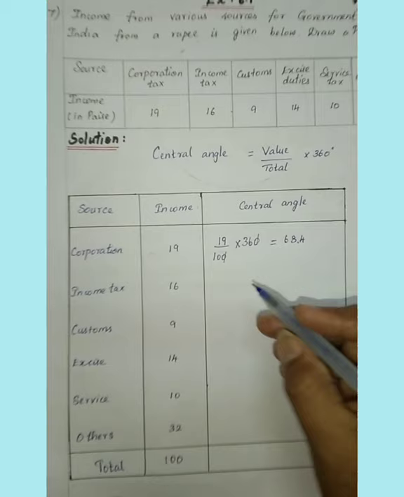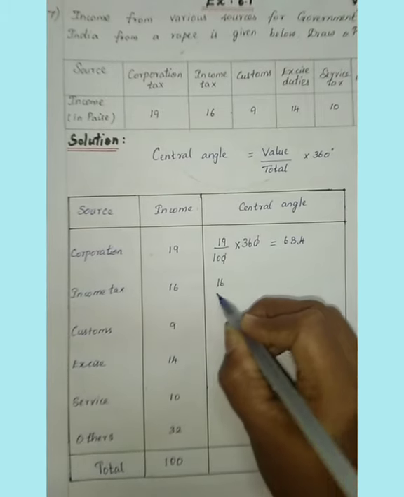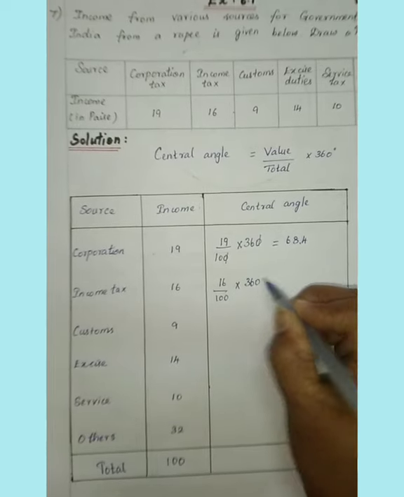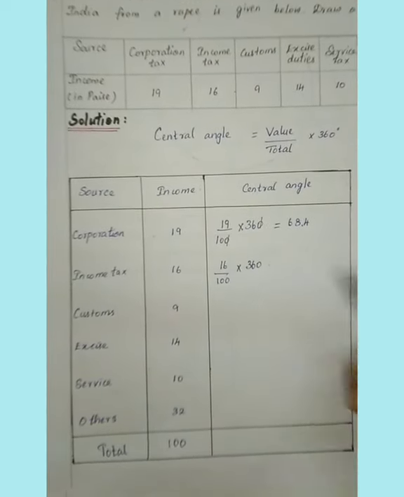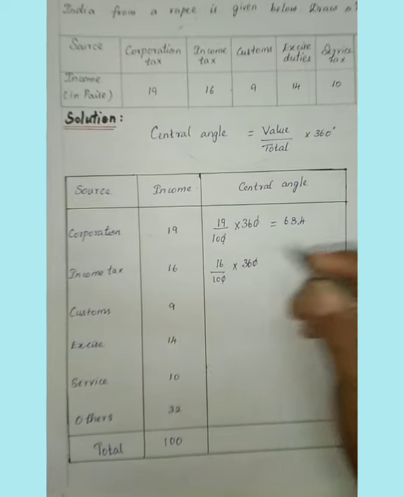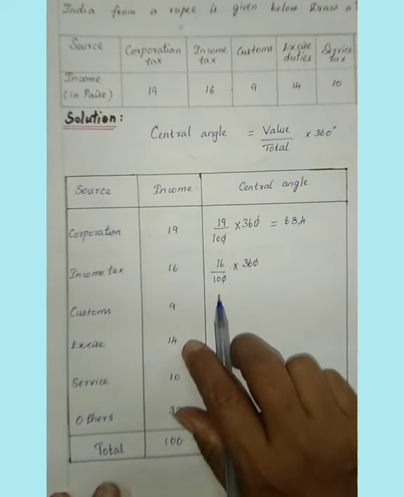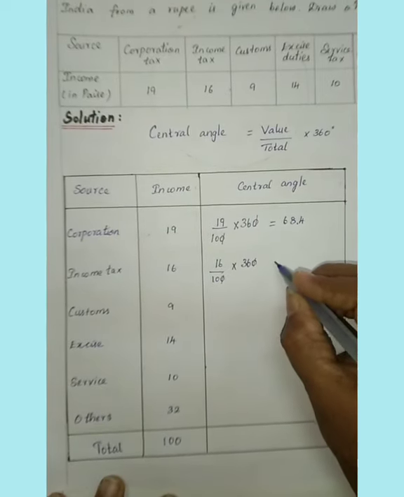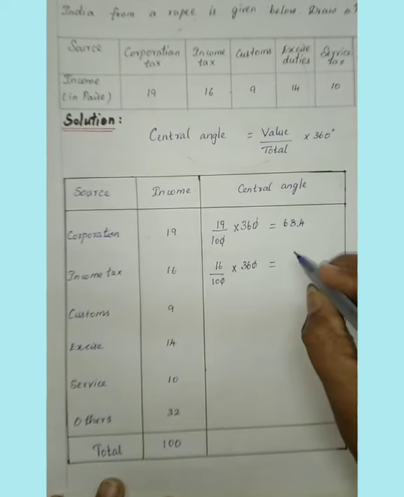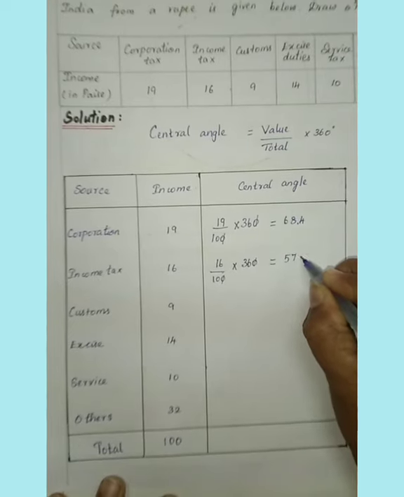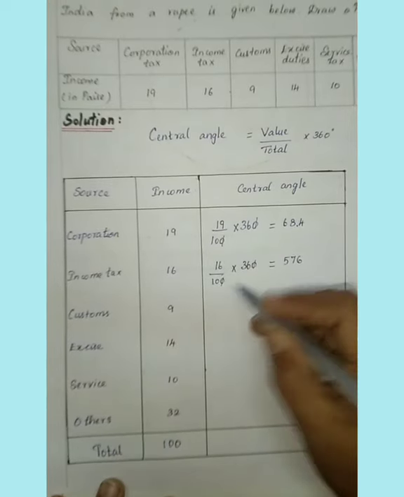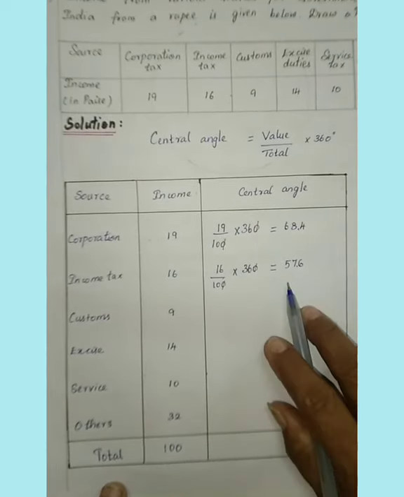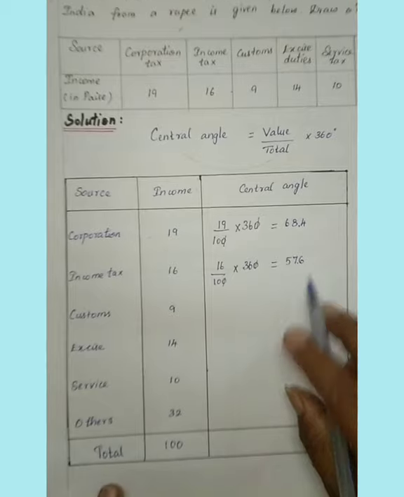Then the second, 16 by 100 into 360 degree. Here also we are going to cancel only 1 zero. The denominator is 10. We can multiply 16 into 36. After multiplying we can get 576. The denominator is 10. So from the last leave one digit and place the decimal point. The second angle is 57.6 degree.